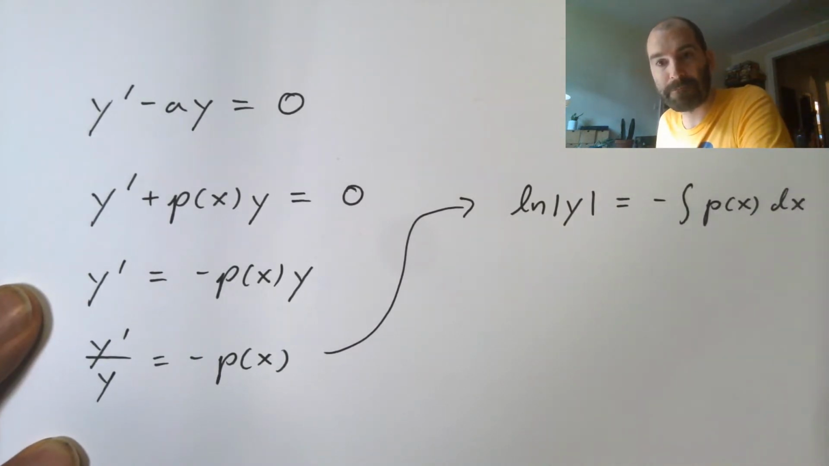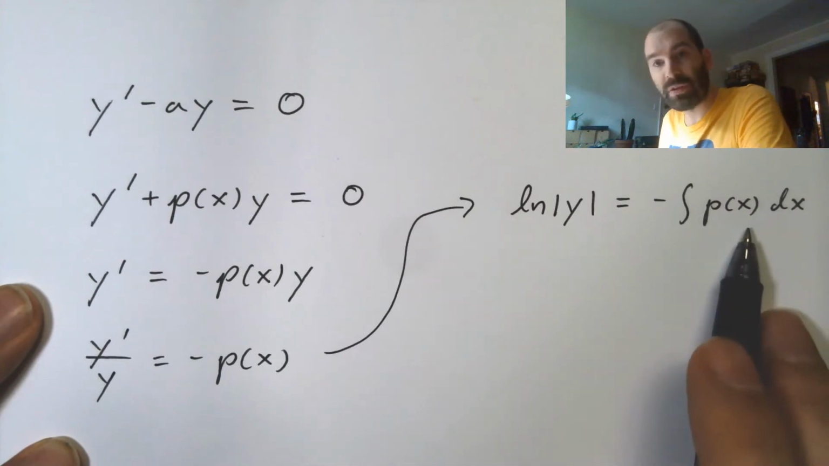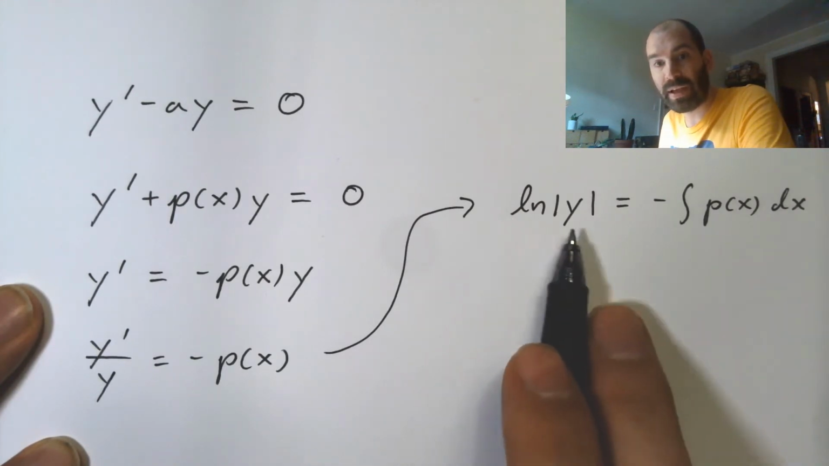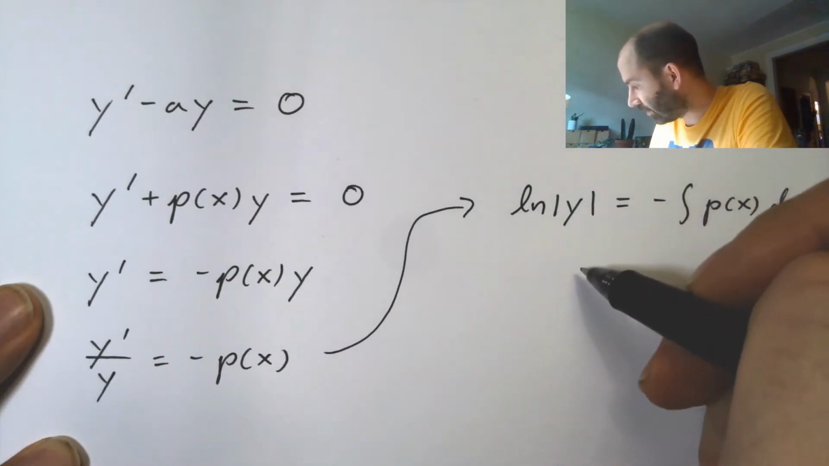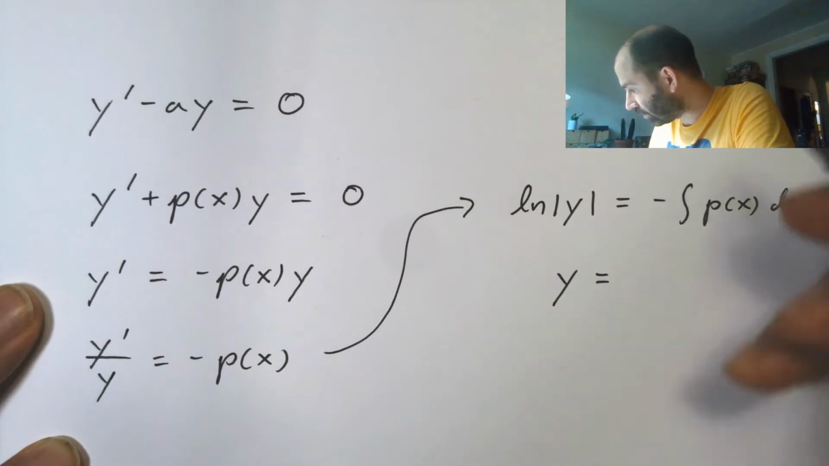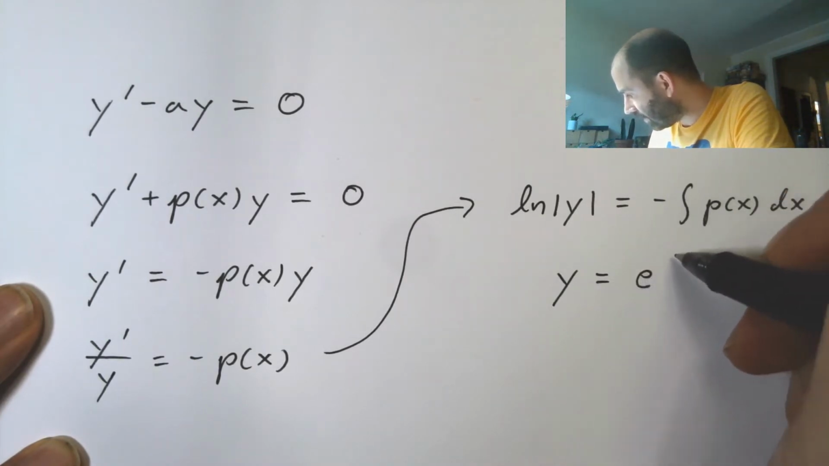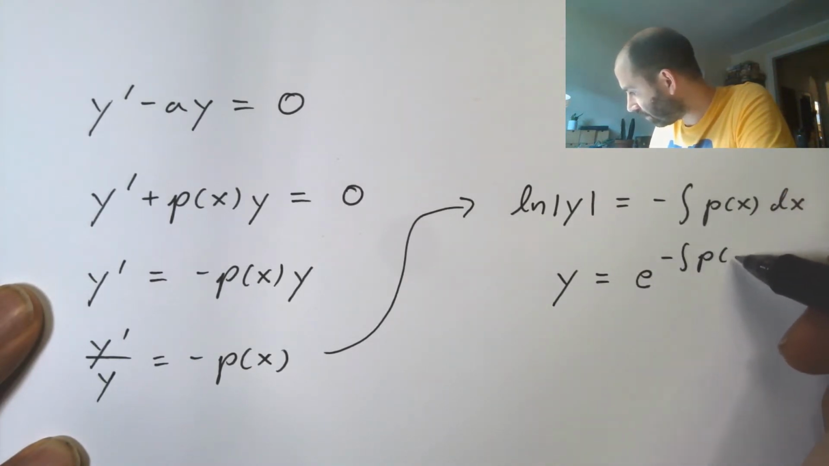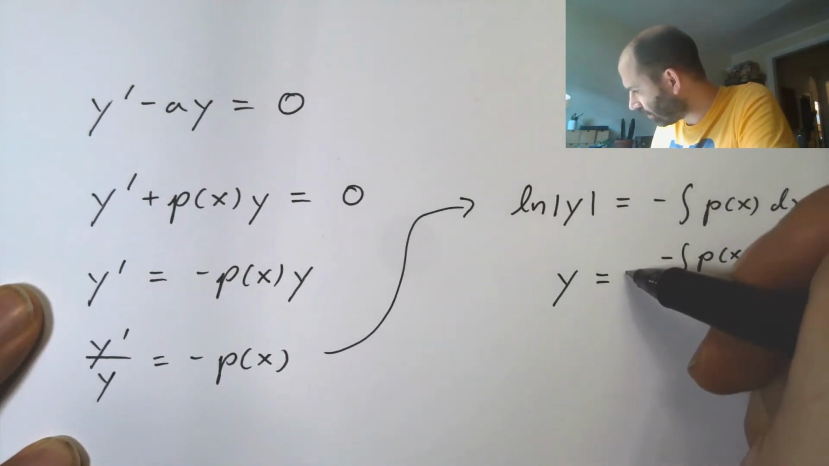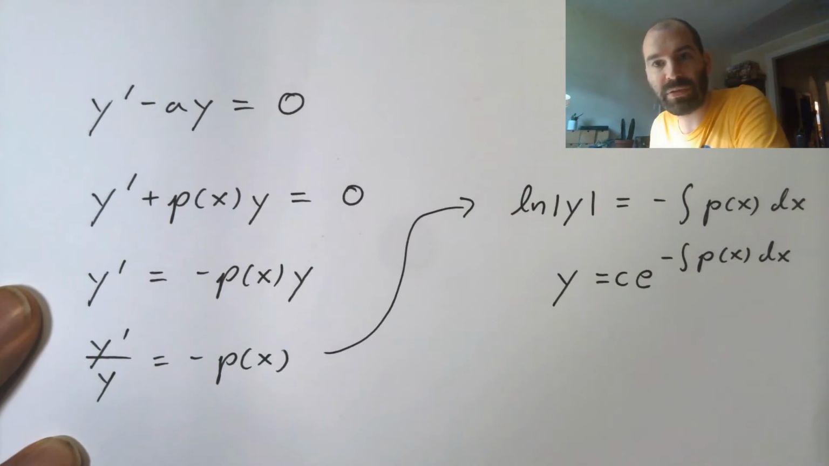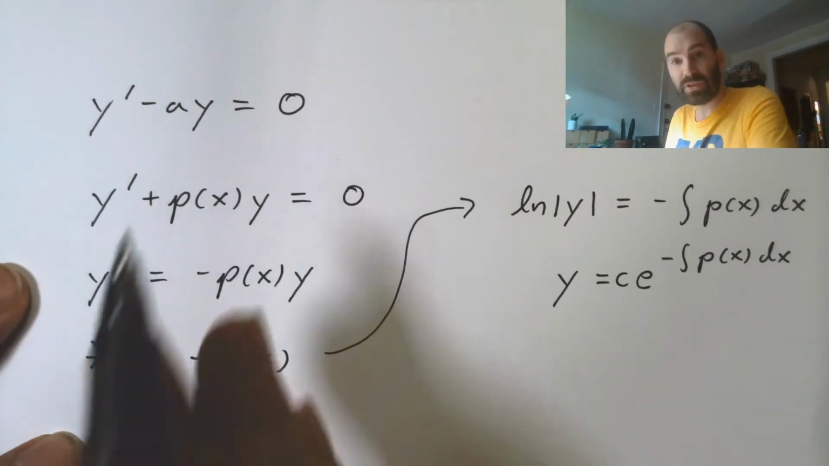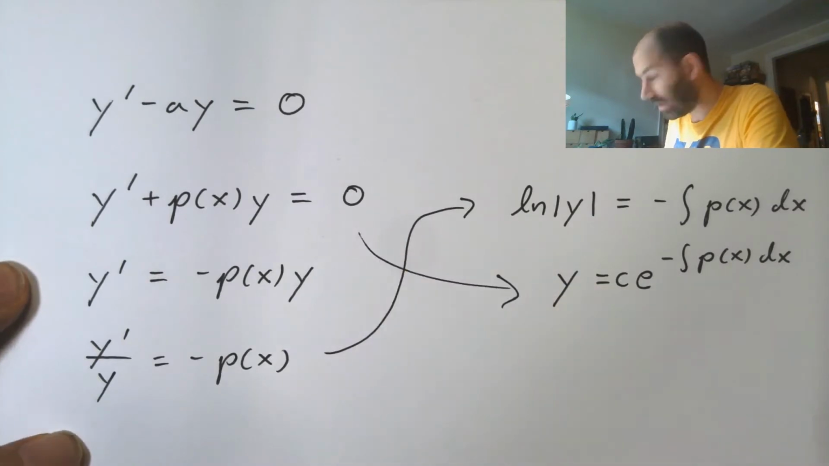All right. And then we continue solving for y. We got rid of the primes. Now we just solve for y by taking the exponential function of each side. Right? So we end up with y equals e to the negative integral of p of x dx. And if you recall, a constant comes out front here. Okay? So we can find the solution, and it's pretty quick. This is how we get it.